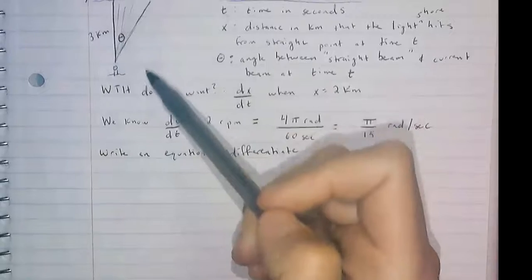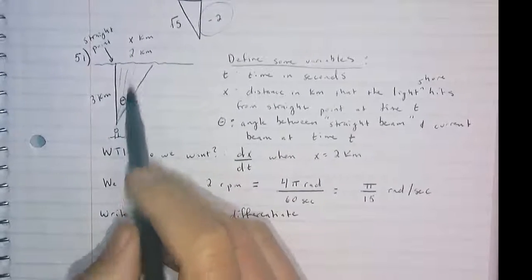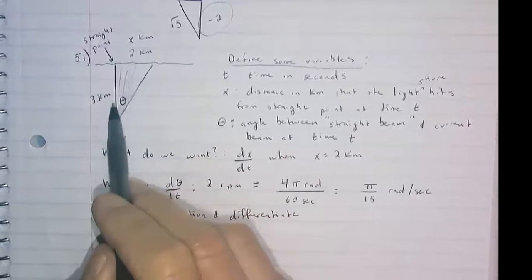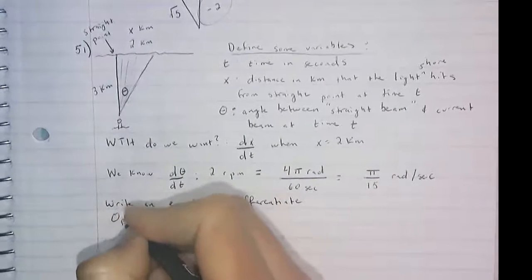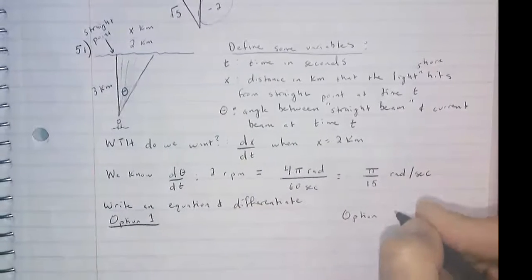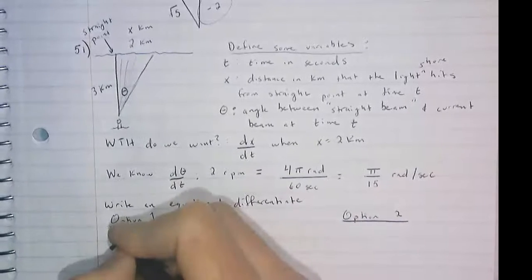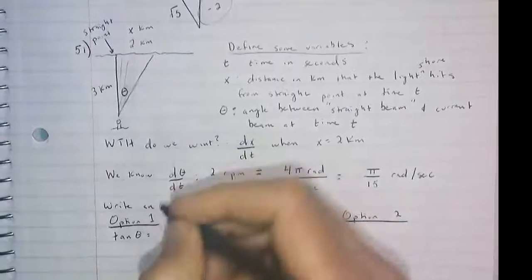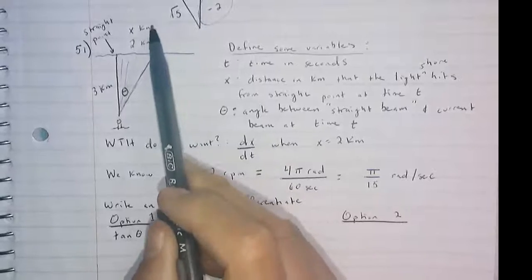To me, the obvious equation to write is something involving the tangent, because the opposite side is this moving quantity, and this adjacent side is fixed. And so let's do option 1 and option 2. Both of these will start in the same place, saying that the tangent of theta is equal to x over 3.